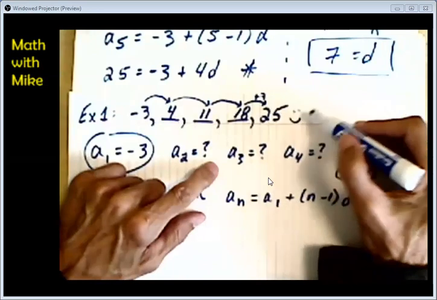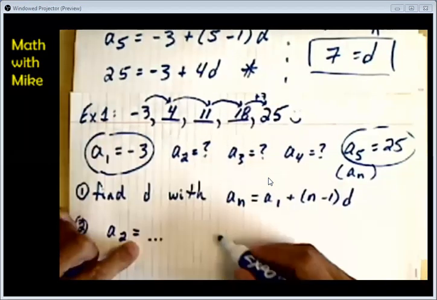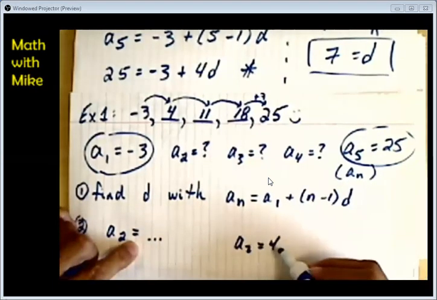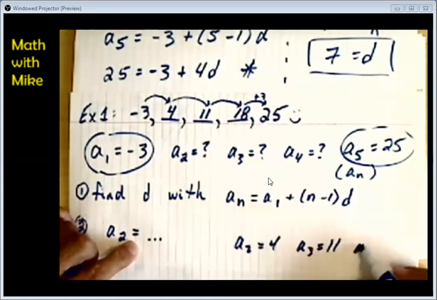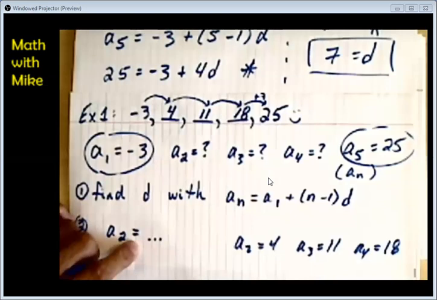So it's true. So our missing values, A2 is 4, A3 is 11, and A4, yeah, is 18. A5 is 25. That's right. Given there. This gets one of those. Yeah, final answer there.